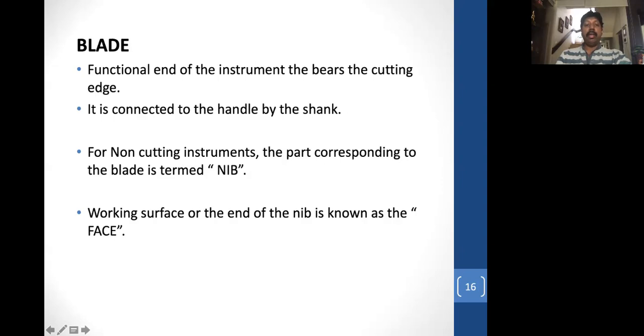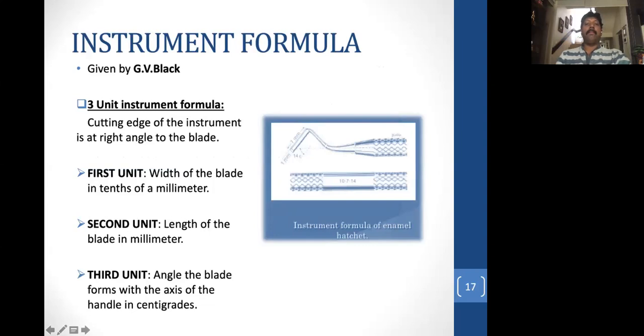Okay, the entire working surface or the end of the nib is called as face. Remember this. It will be asked in Viva. What is nib? What is face? Face is the working surface of the end of the nib. So for non-cutting instruments, the part corresponding to the blade is termed as nib. The nib has a point, exactly one point, that is called as face.